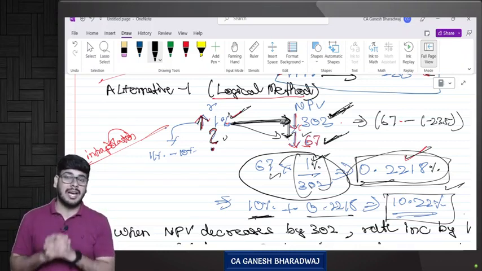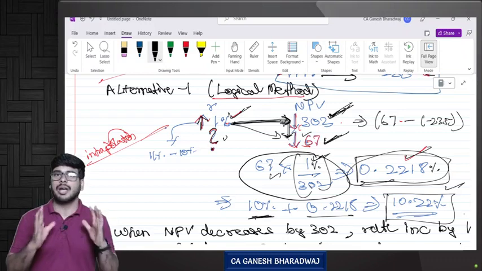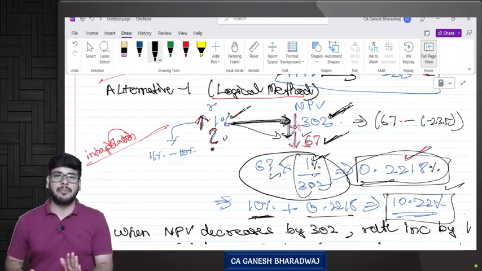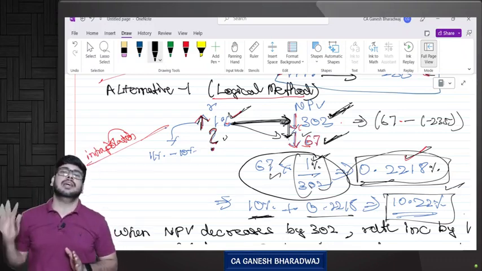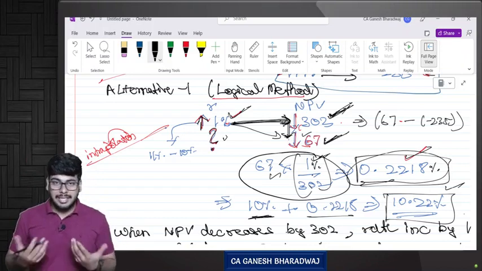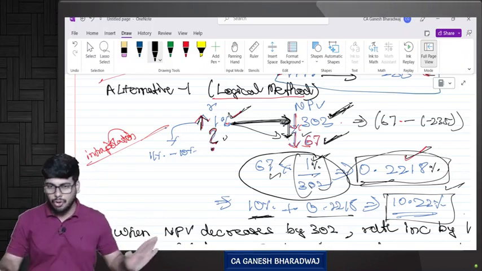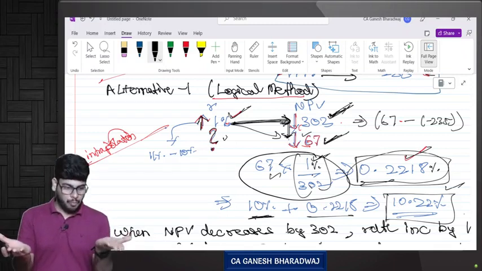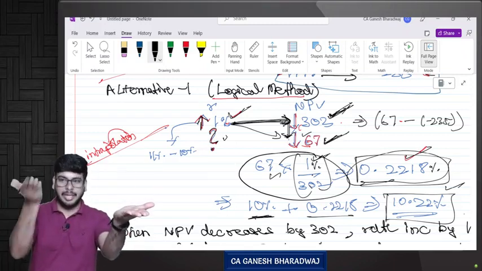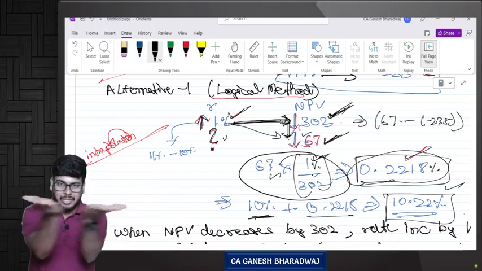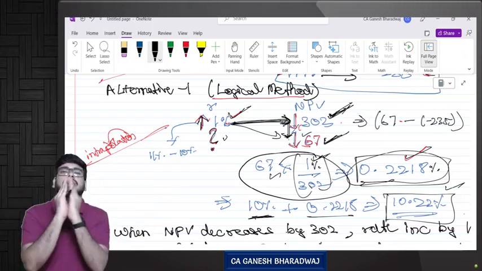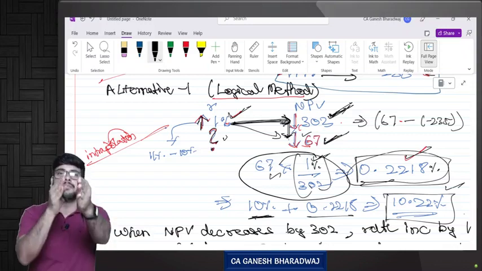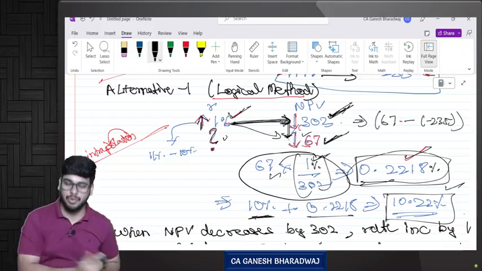This is called the interpolation technique to calculate your IRR. The interpolation technique has to be done along with the trial and error method only. So don't think that there is a direct formula to calculate IRR. No, you need to do the trial and error method. Take 2 trials. One trial should have a positive NPV, one trial should have a negative NPV, and based on this, you calculate the interpolation and find out the exact rate that makes your NPV 0. Are you clear with this?